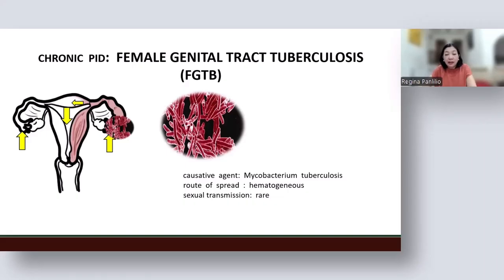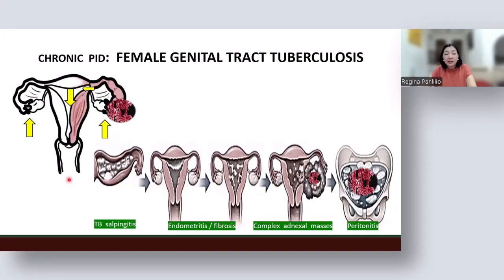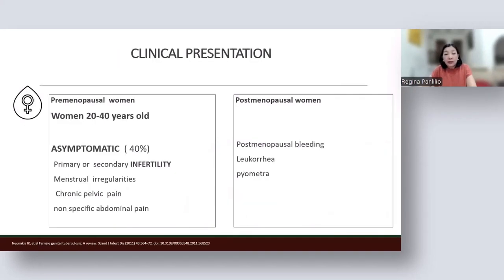It's quite rare. And unlike the classic PID, which starts from the cervix or the vagina, female genital tract tuberculosis starts in the fallopian tube from a reactivation of a latent infection and then goes to the endometrial cavity, down to the cervix, to the vagina or vulva, or also affects the peritoneum. This is seen mostly in reproductive age women, 20 to 40 years old.